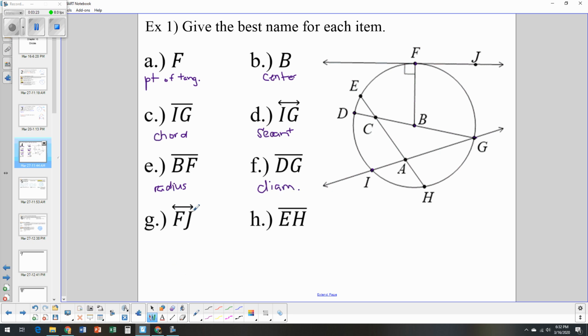Line FJ, notice line FJ is up here. It does not go inside the circle, it just touches it at that single point, so that is our tangent. And then segment EH, E is on the circle, H is on the circle, that makes segment EH another chord.